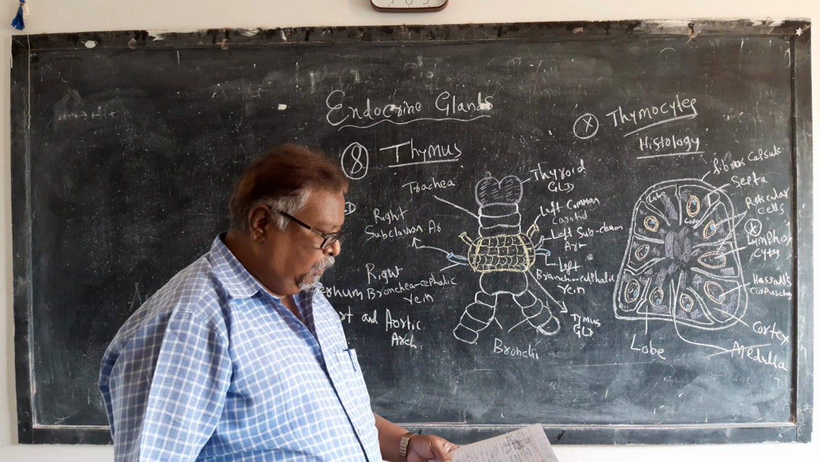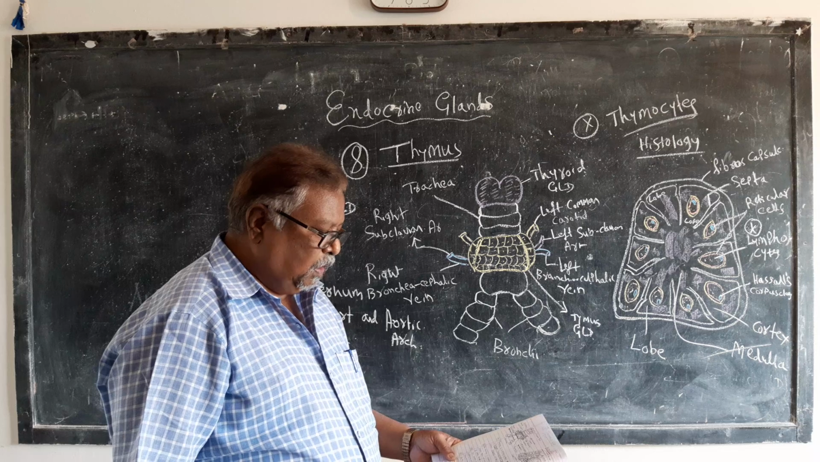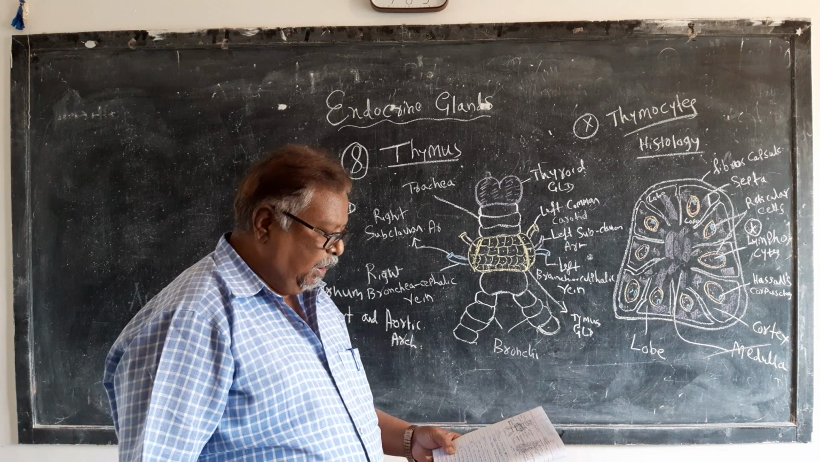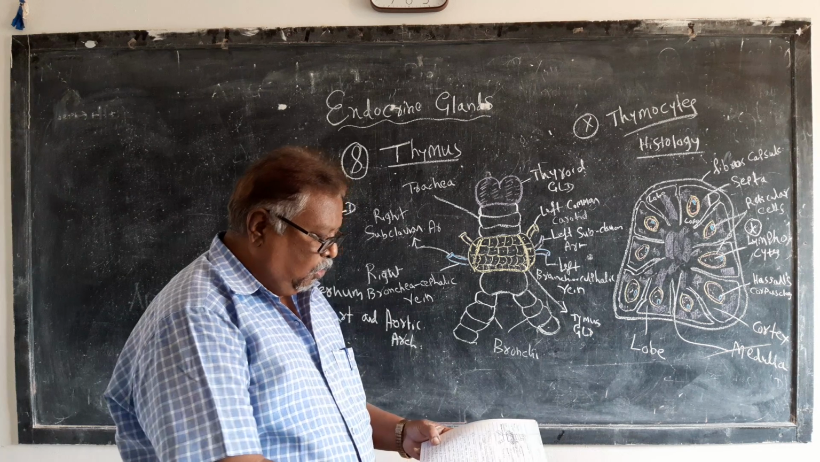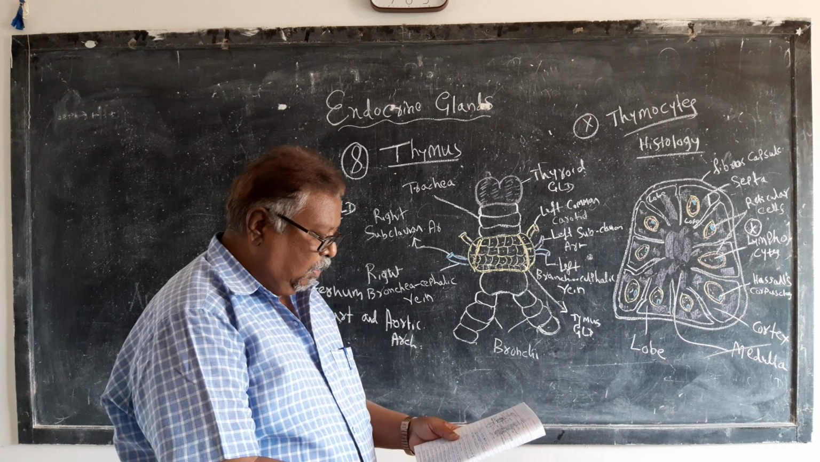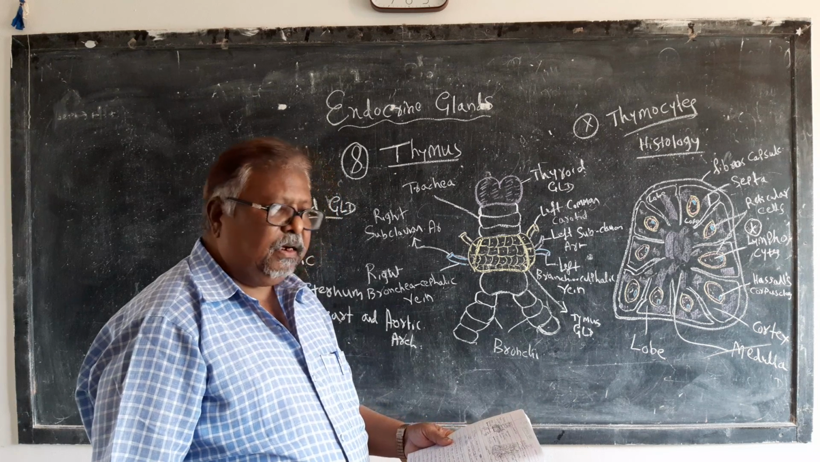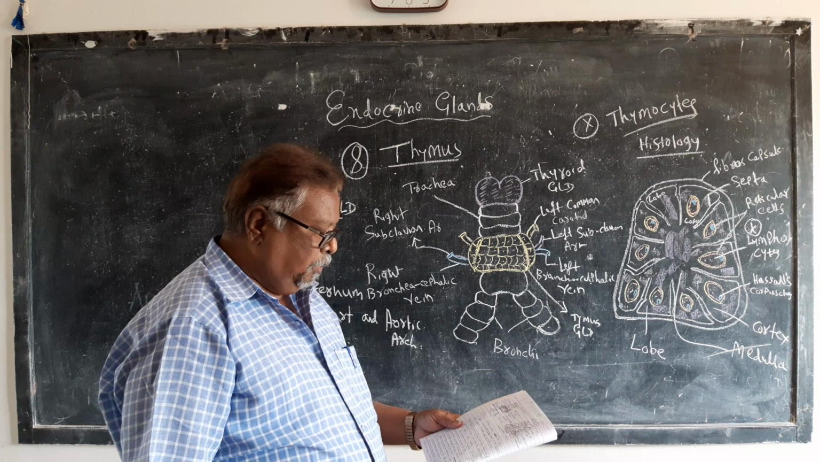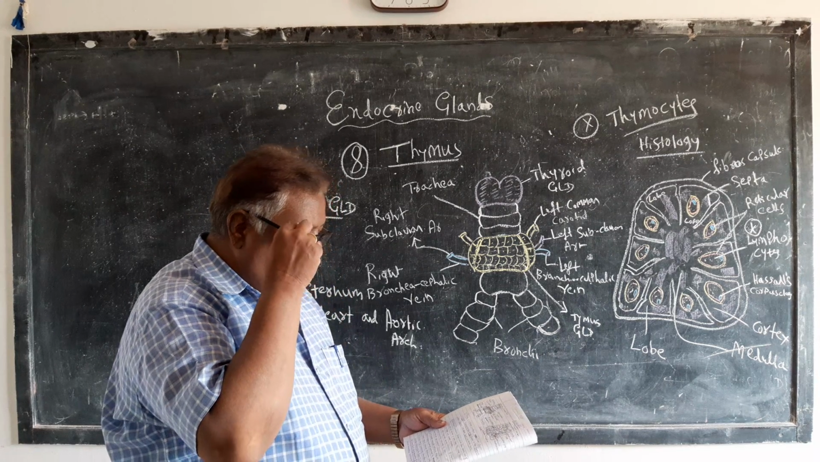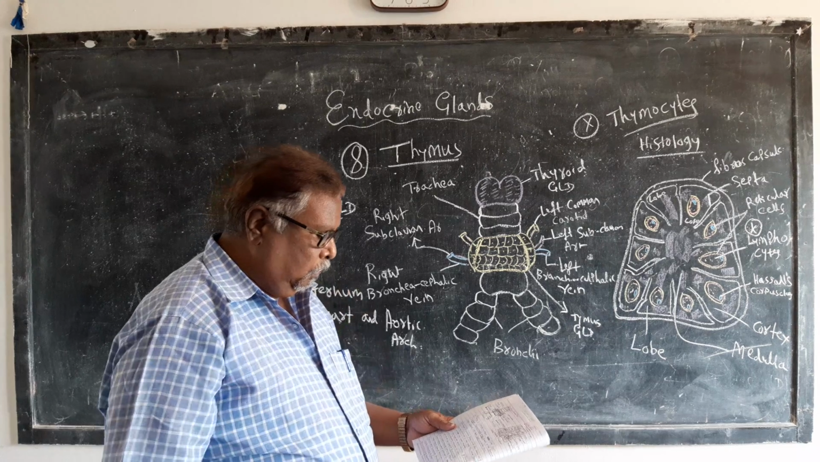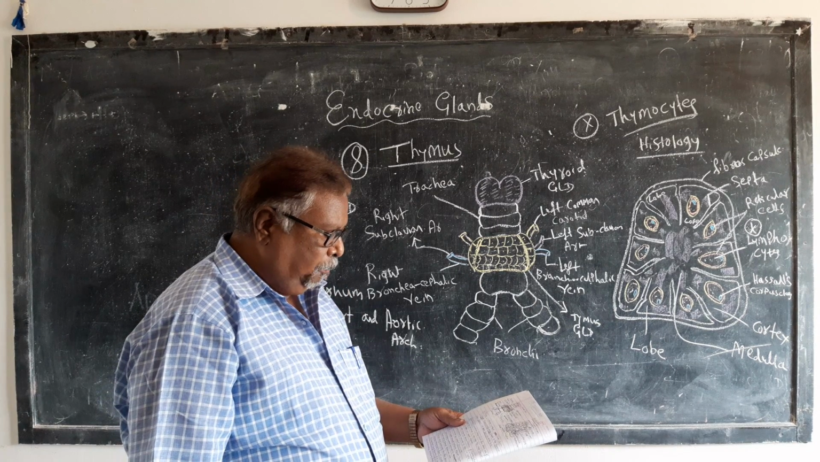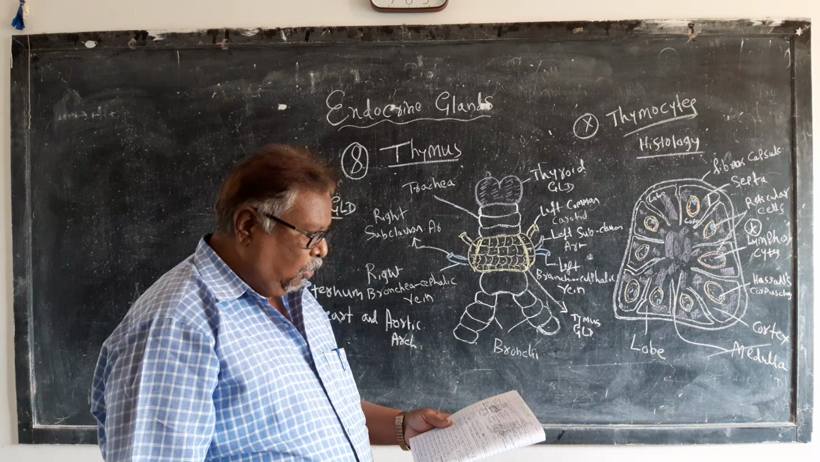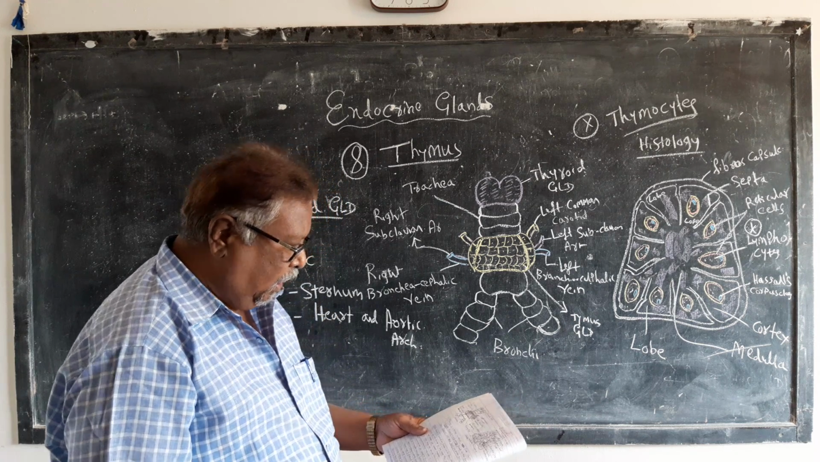In the medulla, Hassall's corpuscles are present containing central homogeneous material surrounded by concentric layers of flattened epithelial cells. So Hassall's corpuscles are also present in the medulla, and they are surrounded by concentric layers of flattened epithelial cells.